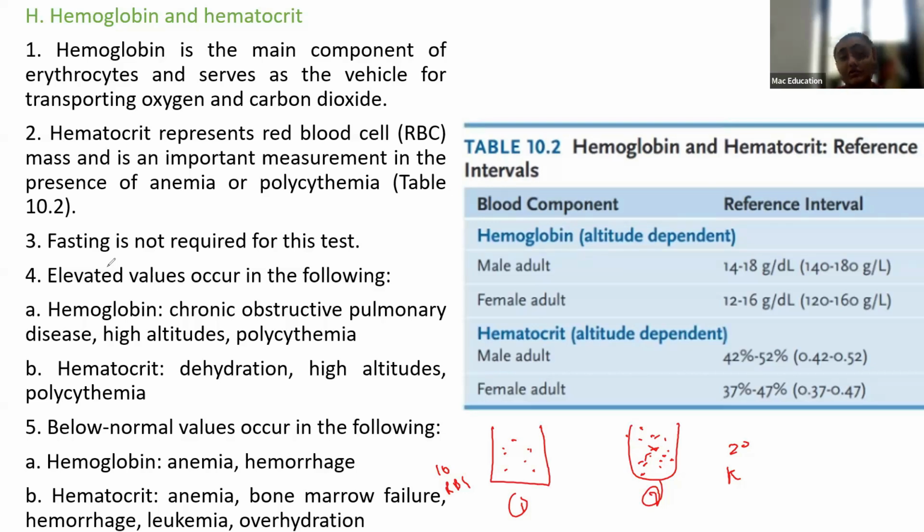Next is hematocrit. In which conditions does the hematocrit get elevated? So first is dehydration. How?